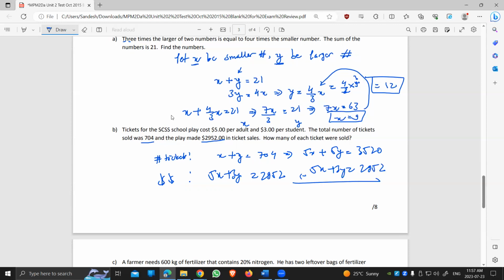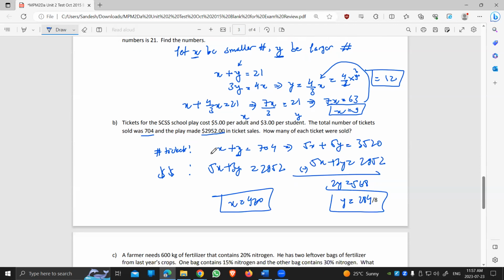The x's have the same sign, so you want to subtract. 2y will be 568. That means y is going to be 568 divided by 2, 284. Plug that over here. That means x is going to be 704 minus 284, 420. There we go. 420 student tickets, 284 adult tickets.